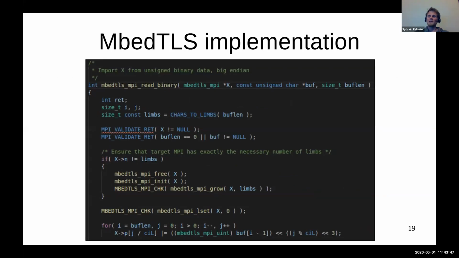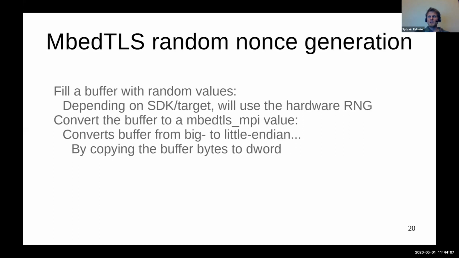Afterward, it will call a function called mpi_read_binary. This function simply converts the generated buffer to an internal structure. At the end of this function, we have a loop which copies the buffer byte per byte into the structure. So to sum up, we have a buffer which is converted to an MPI value, and the copy is done byte per byte to the word, meaning that if we are able to stop the loop earlier, after 1, 2, or 3 steps, we'll have a nonce which is non-zero, but which has a reduced entropy.